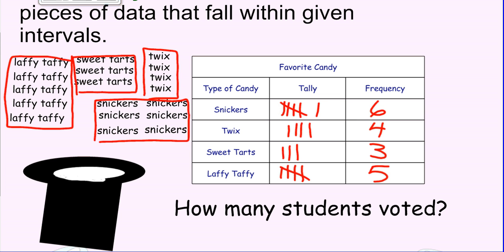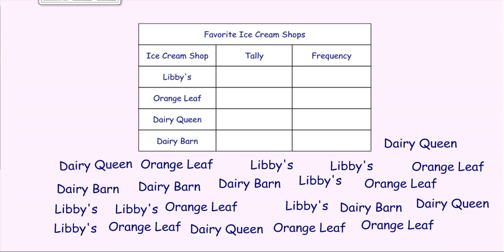Then 6 would actually be equivalent to 30. And in all, we would have 18 times 5, which is 90 different votes. Sometimes you'll see a tally where they say that each tally is equal to 5 or 10 or 2 votes or something like that. So always make sure you read your directions.